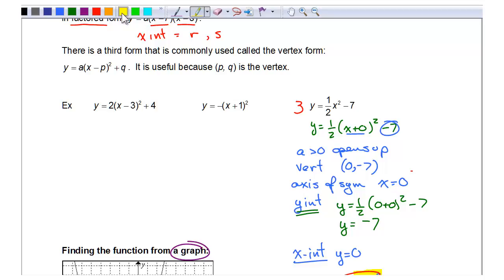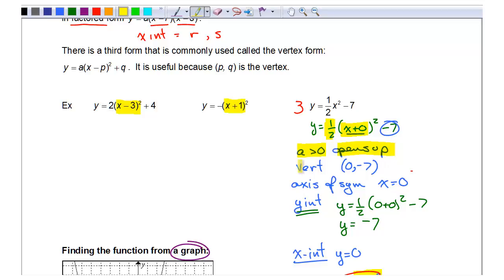about. So y equals 1/2 x squared minus 7 is exactly the same format as one of these, except that x is x minus 0 or x plus 0. Makes no difference. If we look at the a value, just like in examples 1 and 2, we have a greater than 0. That means it opens up.